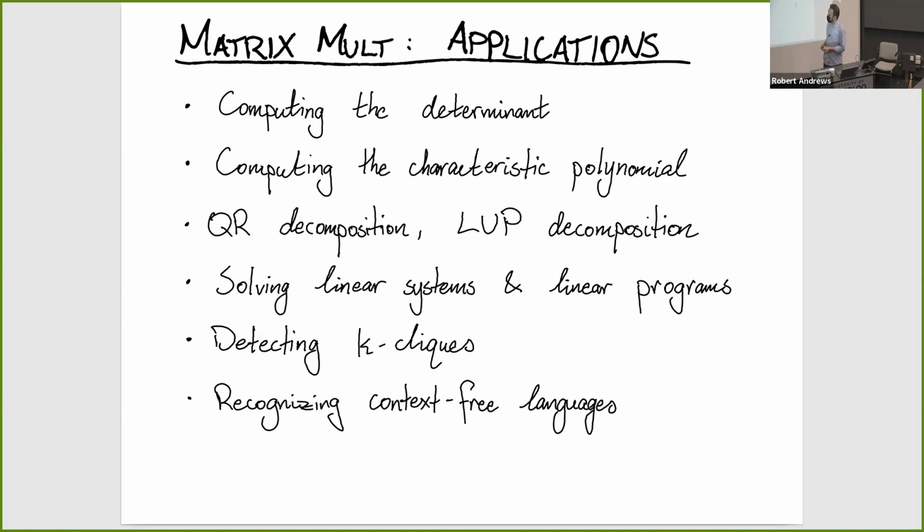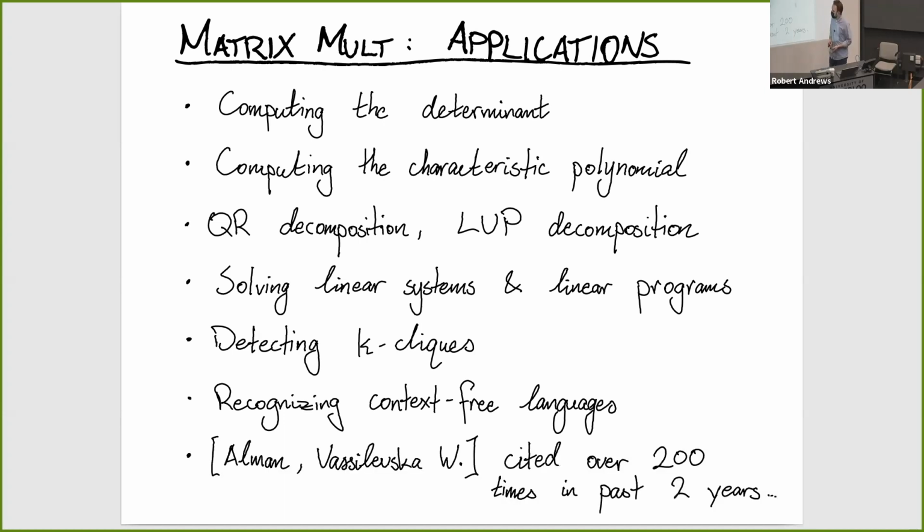And if you've thought about these problems before, you know that there's a matrix sitting around somewhere in these problems, but the first one looks like a graph. The second one looks like just a grammar. It's not obvious where the matrix might be. And just to drive home the point that this is a really useful, widely applicable problem, this paper by Alman and Vassilevska Williams, I looked on Google Scholar, has been cited about 200 times in the past 2 years, which is incredible for a theoretical computer science paper.